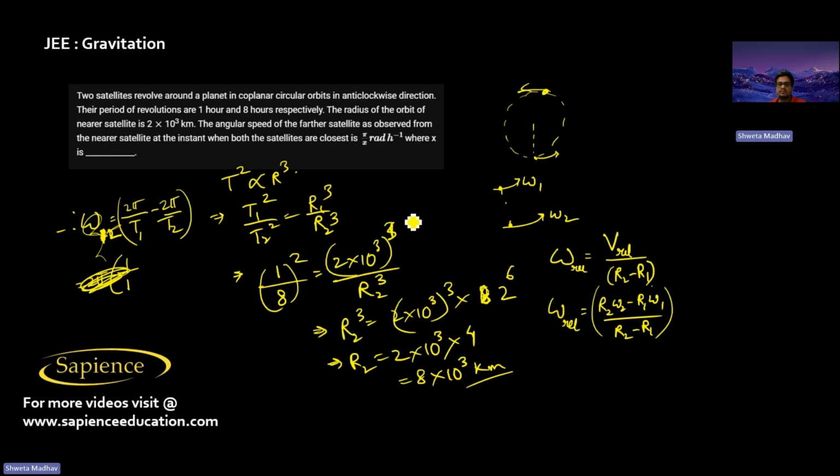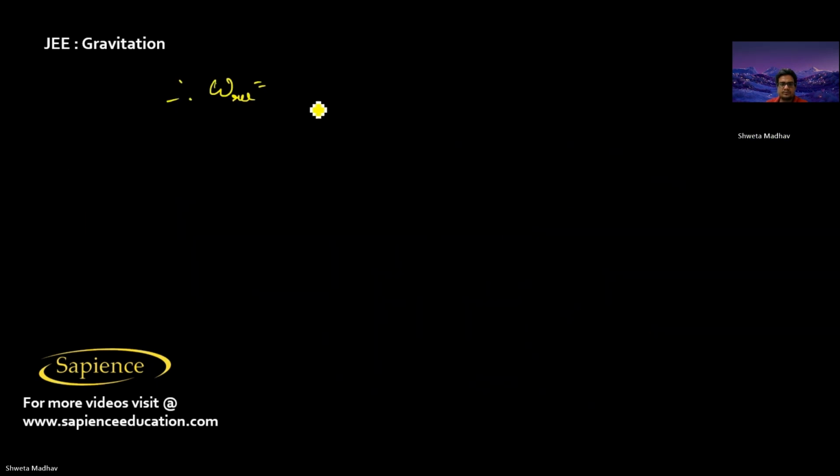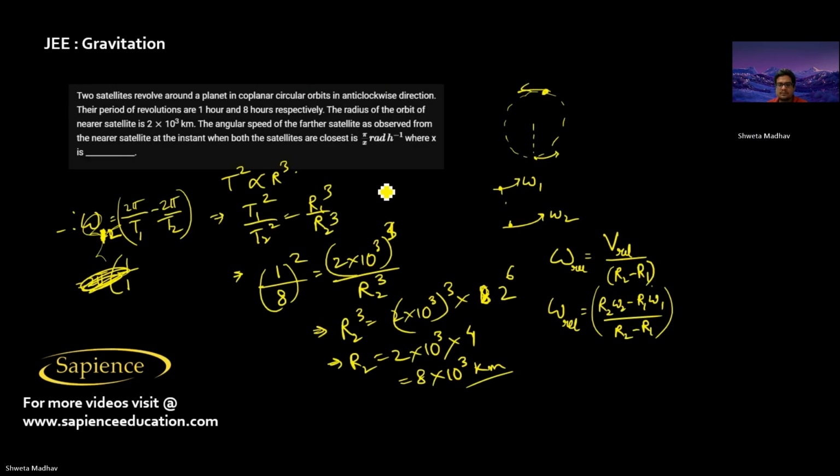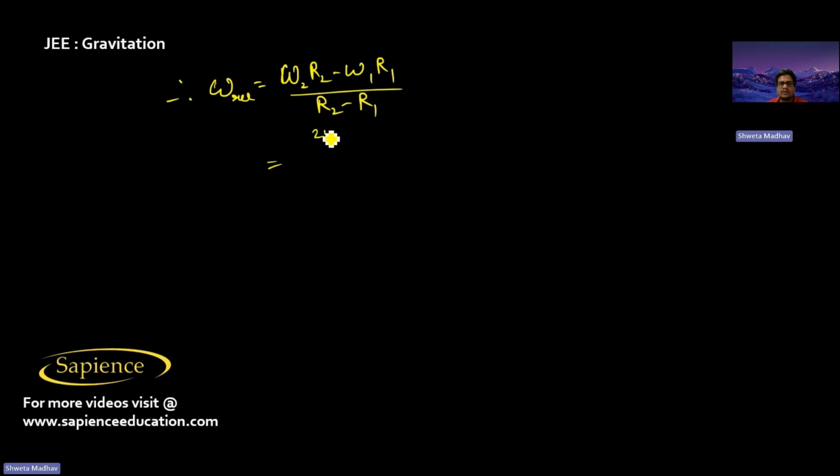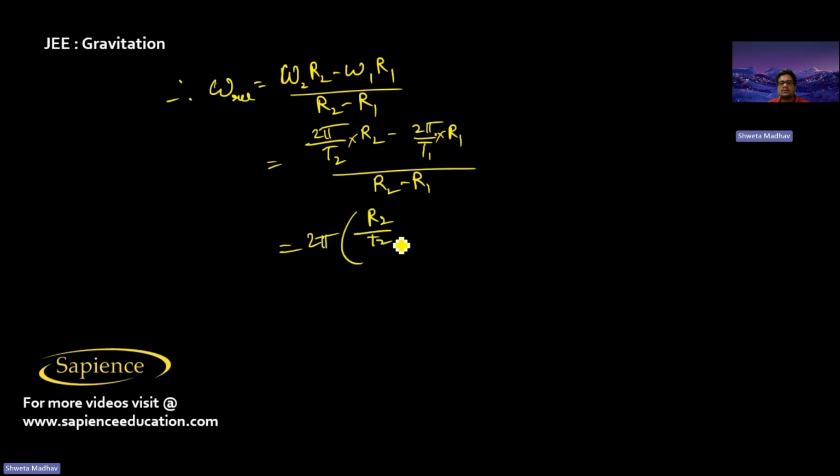the relative angular speed will be equal to (omega 2 R2 minus omega 1 R1) divided by (R2 minus R1). This will be omega 2, that is 2 pi by T2 into R2 minus 2 pi by T1 into R1, divided by R2 minus R1. This will be 2 pi into (R2 by T2 minus R1 by T1) divided by (R2 minus R1).